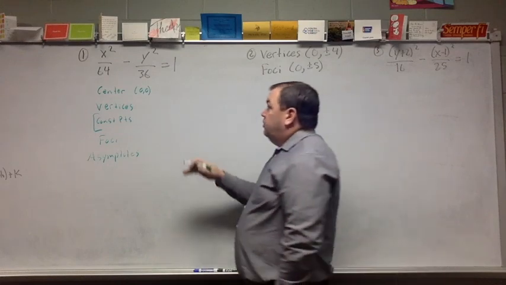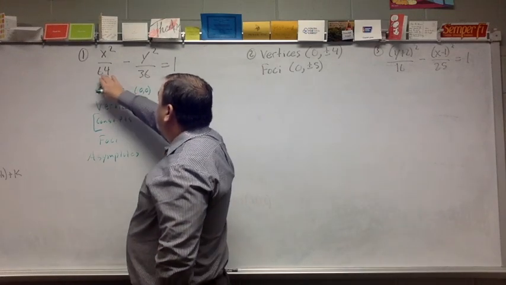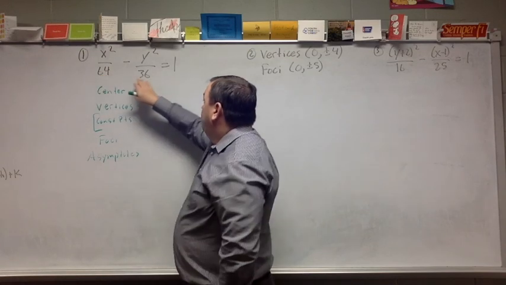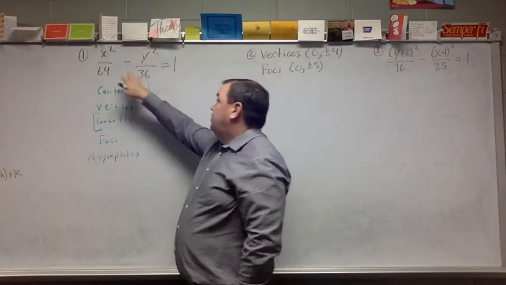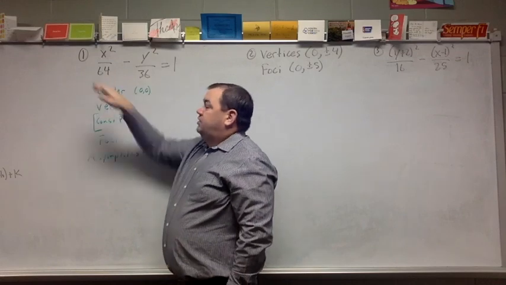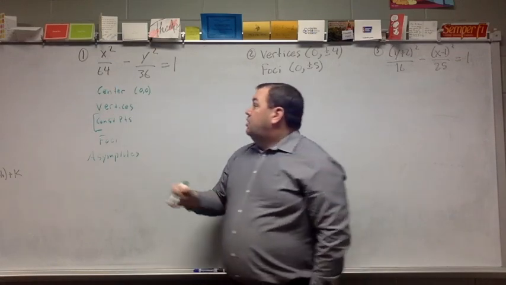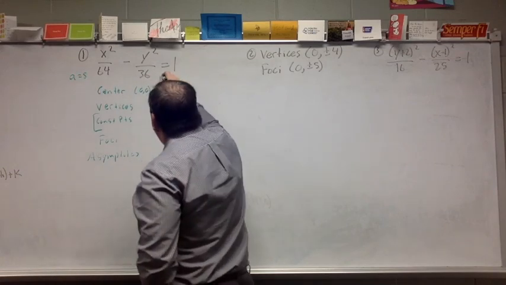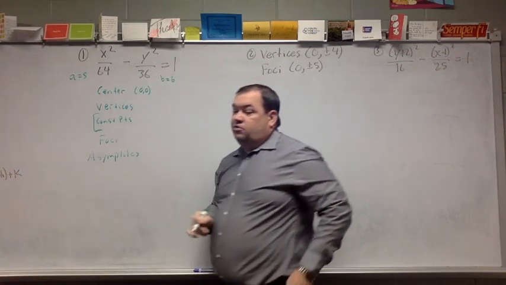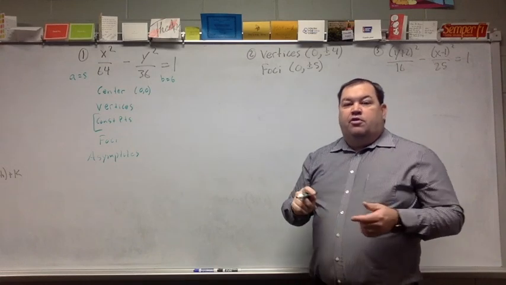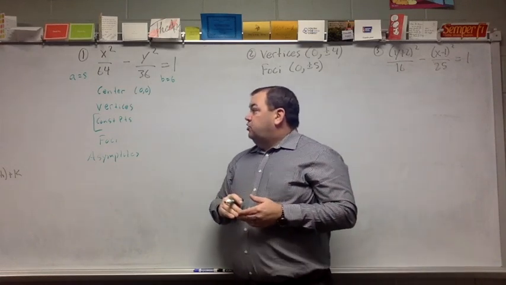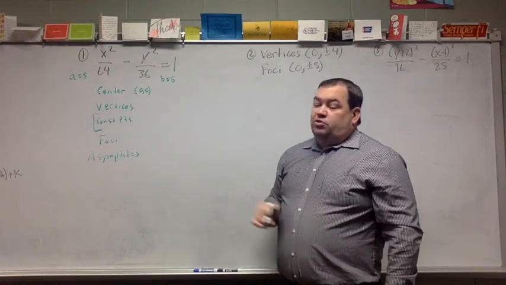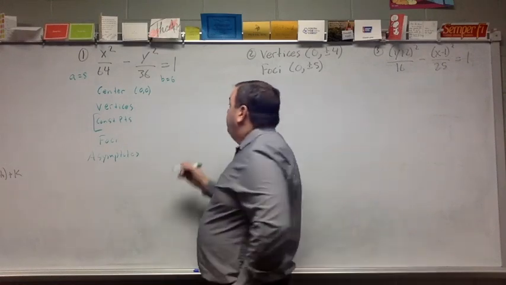First, let's figure out if x or y is running the show. Here's my biggest number, the positive 64. Over here I've got this 36, and it's also negative. So x is definitely in charge here. So my A is 8, my B is 6. So those are the two numbers I'm going to use for my vertices, my construction points, and to help me calculate my foci.